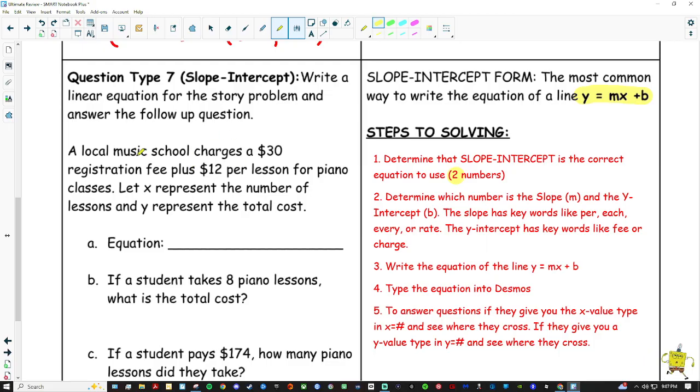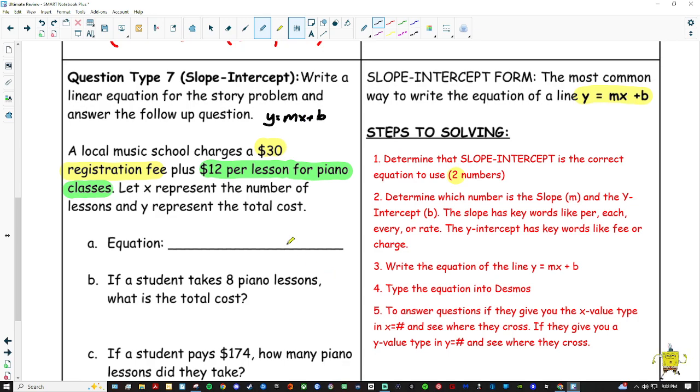A local music school charges a $30 registration fee, plus $12 per lesson for piano class. We know x is the number of lessons and y is the total cost. Because we have two numbers, we're going to use y = mx + b, and I'm just going to write it down: y = mx + b. Why? Because I had two numbers.